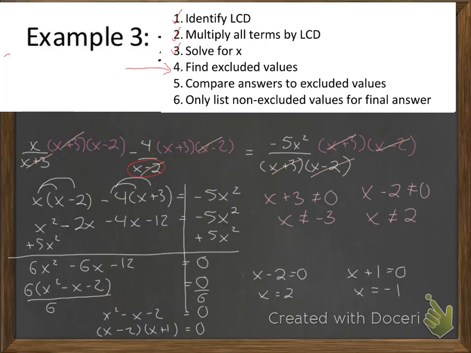Okay, and we want to compare these values to our solutions. Are any of our solutions one of the restricted values? And the answer is yes. This restricted value, x cannot be equal to 2, is one of our solutions. So this cannot be part of our final answer.